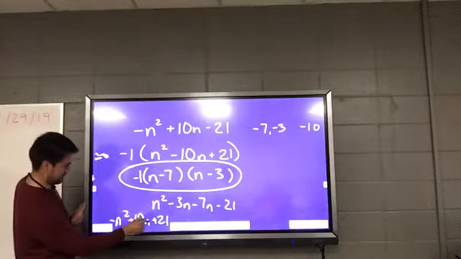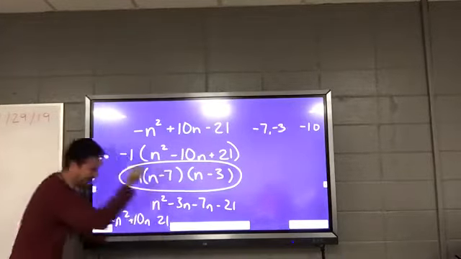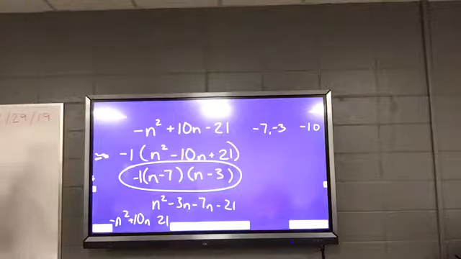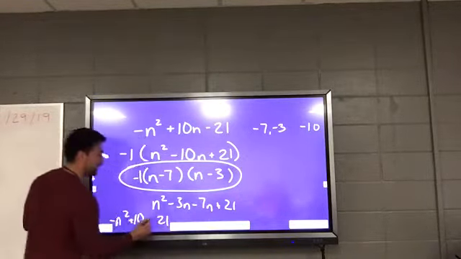And negative 7 times negative 3 is positive 21, whatever. Yes, it works. I lost my track. Yes, this is supposed to be positive right here. And then that would have been negative.